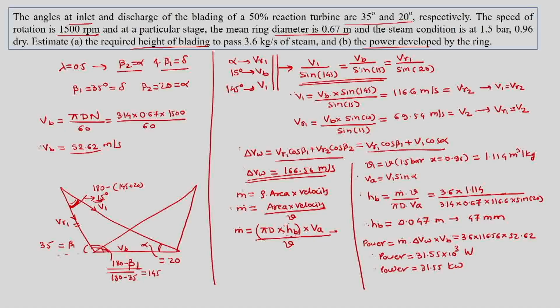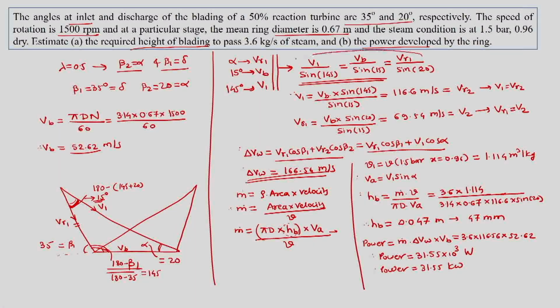In this example, the point to be noted is that we were not given any velocity like V1 or VR1. We were given only one velocity, but we were given two angles. Then we made use of the sine law of triangle and found out the required thing.